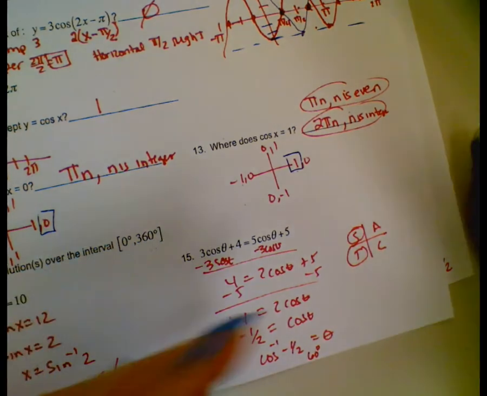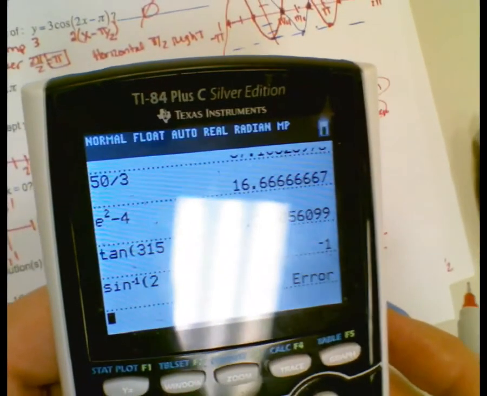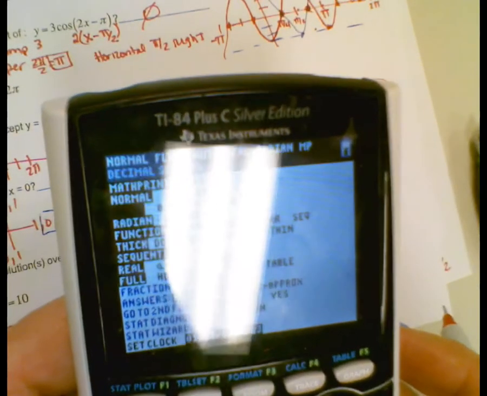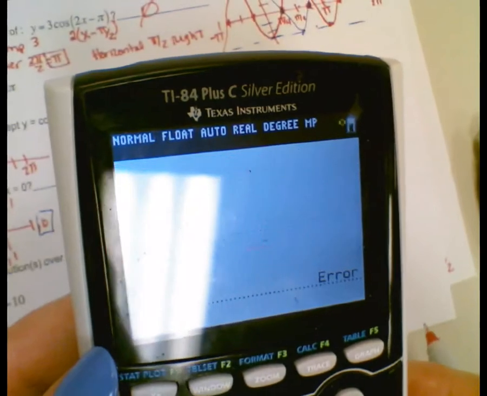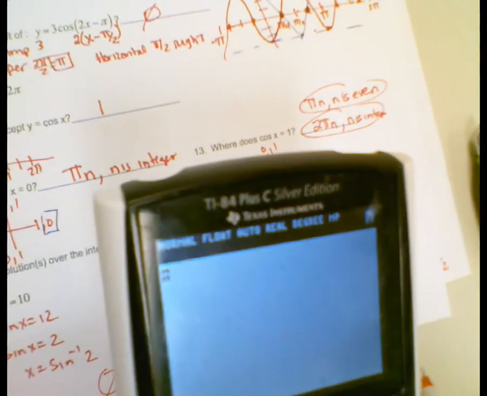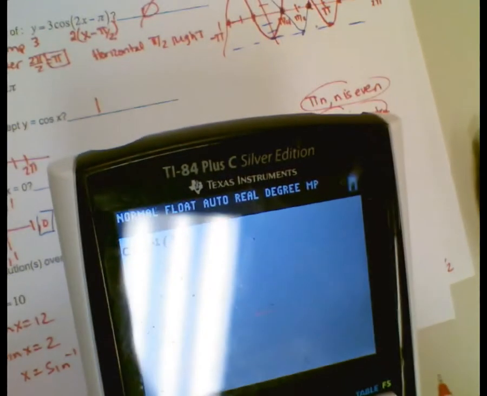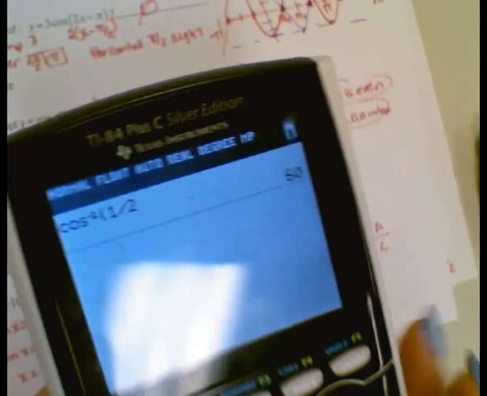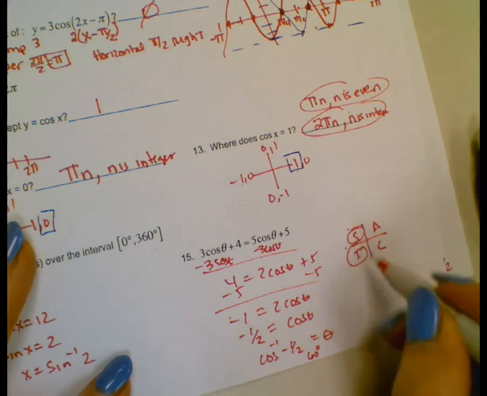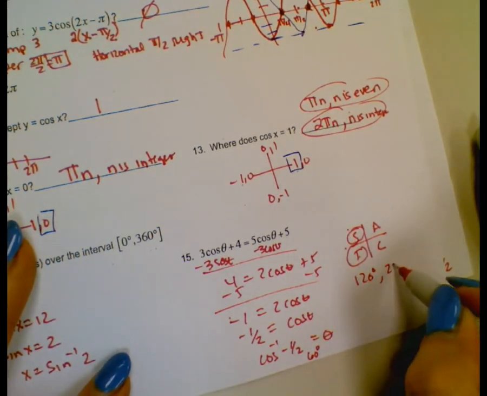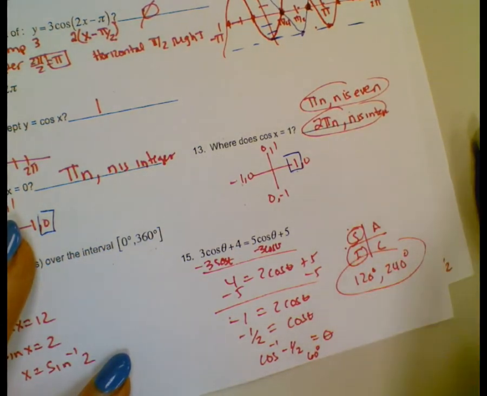If you punch in arc cosine, I'm going to switch back to degrees for this. You got to be careful on the test to be switching back and forth from degrees to radians. All right, so if you press in arc cosine of 1/2, you get that reference angle of 60. So cosine is negative here and here, so it'd be 180 minus 60 and 180 plus 60. So these should be your answers.